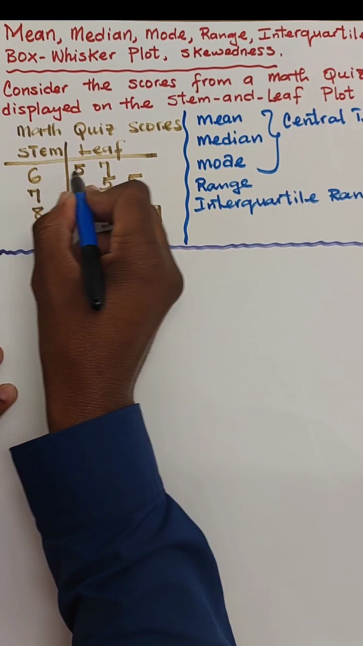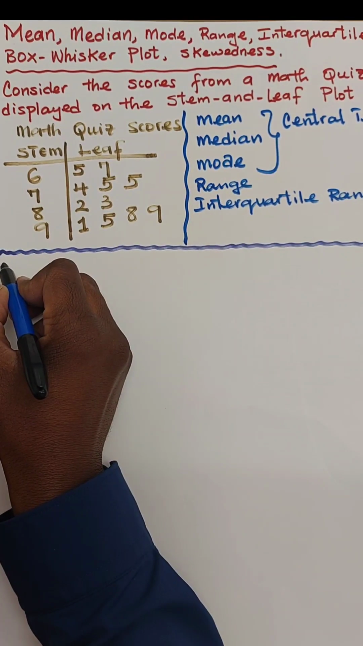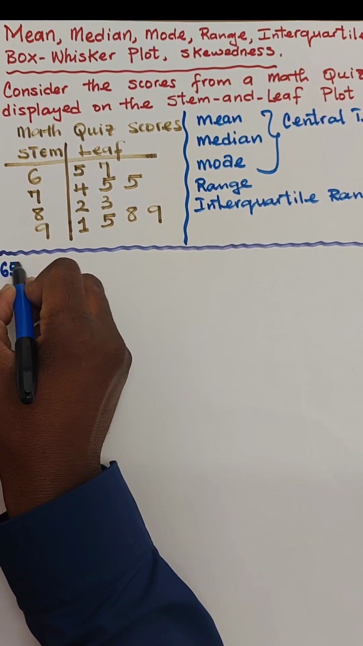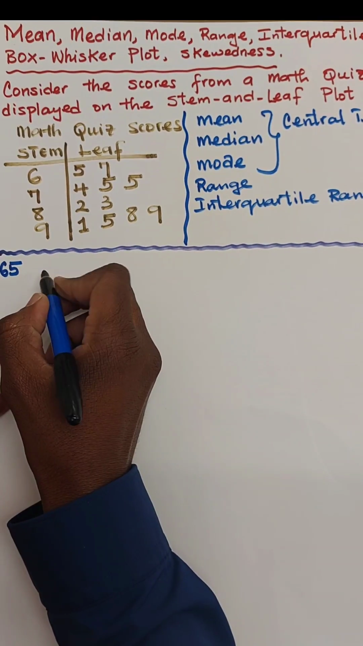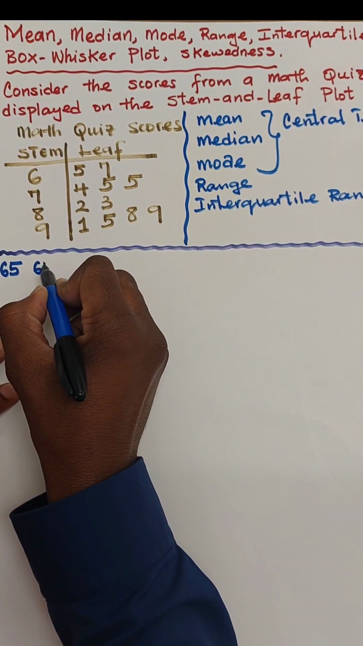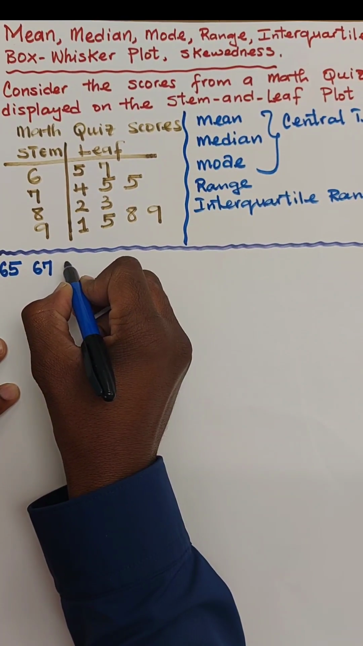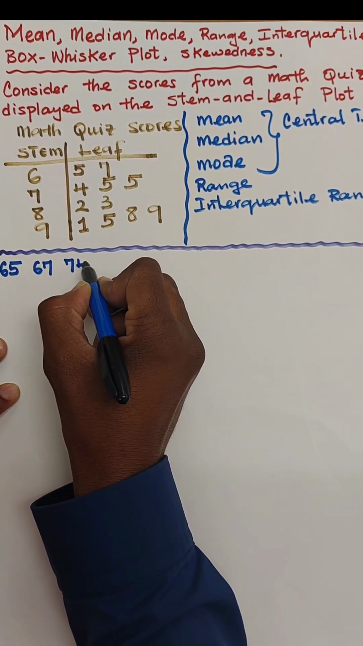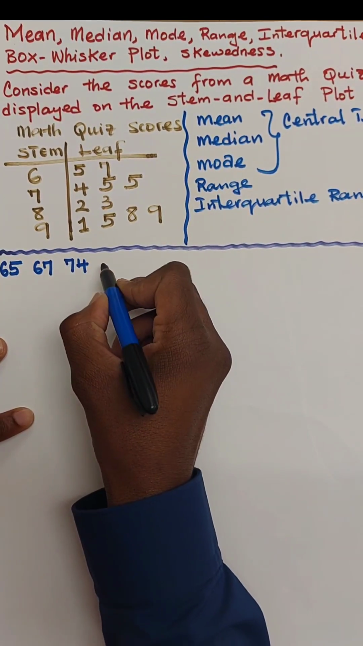So the first value is 65. We can write it here. 65 is the first value. The second value is 67. And the next will be 74. You are right. Continue to call the values out.